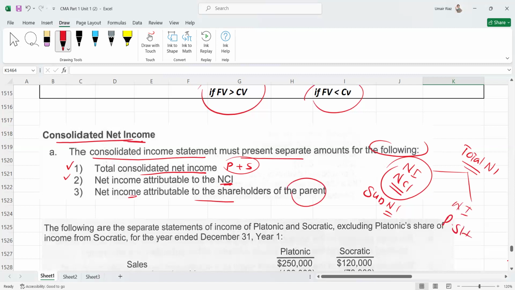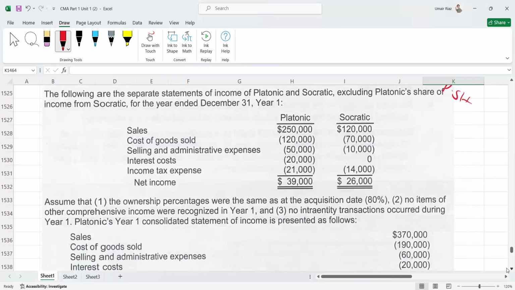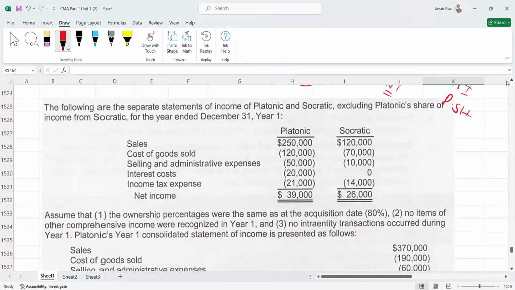I will show you how it will be presented, don't worry. Just theoretically, first you have to show total consolidated net income, then net income attributable to NCI, and then net income attributable to parent. How these figures work, I'll show you with the help of an example, because if I try to explain with theory alone, it is complicated. So let's do the example directly so you will understand. So here we go, guys.